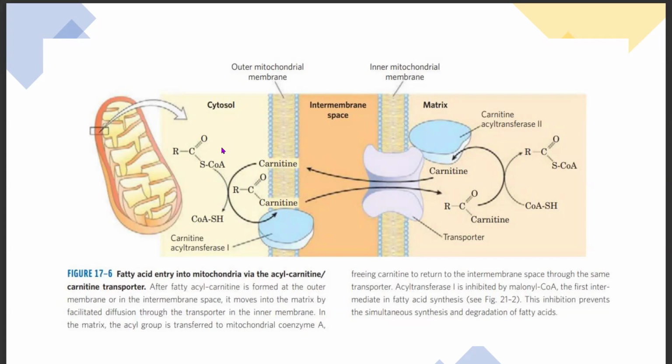and it can be transported into the mitochondria and oxidized to produce ATP, or it can be used in the cytosol to synthesize membrane lipid. Fatty acids destined for mitochondrial oxidation are transiently attached to the hydroxyl group of carnitine, and it forms fatty acyl carnitine. This transesterification is catalyzed by an enzyme known as carnitine acyltransferase 1.